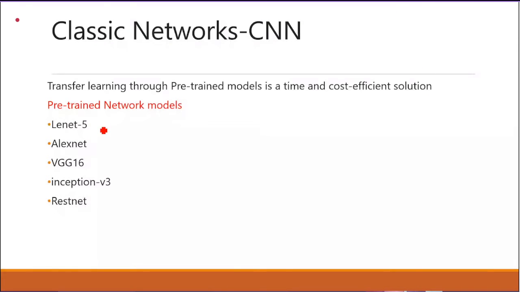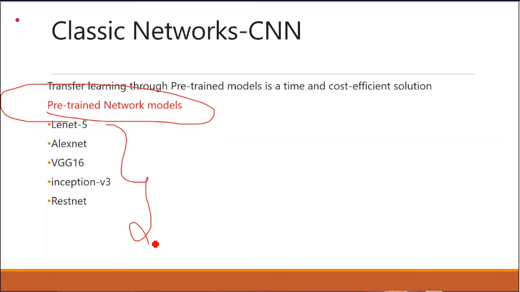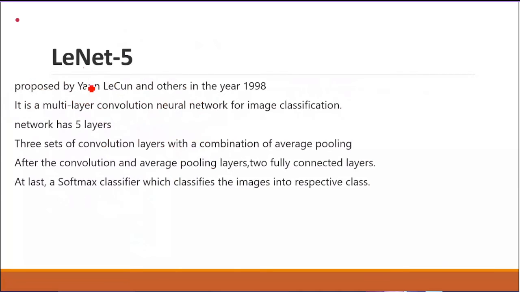Now we have some pre-trained network models. I have a demo of how a simple CNN model is created, and now we'll see how the pre-trained network models are created. The familiar pre-trained network models are LeNet, AlexNet, VGG16, Inception, ResNet and GoogleNet. There are n number of pre-trained network models. Instead of customizing one, we use pre-trained models to save time and cost. So first I will go through LeNet in detail.